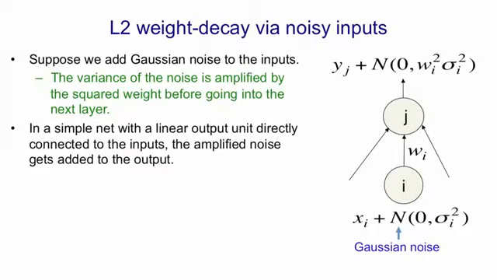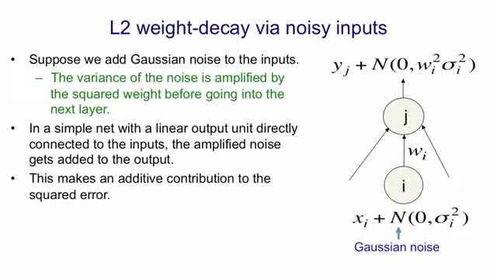So if you look at the diagram, we put in an input x_i with additional Gaussian noise that's sampled from a Gaussian with zero mean and variance sigma_i squared. That additional noise has its variance multiplied by the squared weight. It then goes through the linear output unit j, and so what comes out of j is the y_j that would have come out before, plus Gaussian noise that has zero mean and variance w_i squared sigma_i squared.